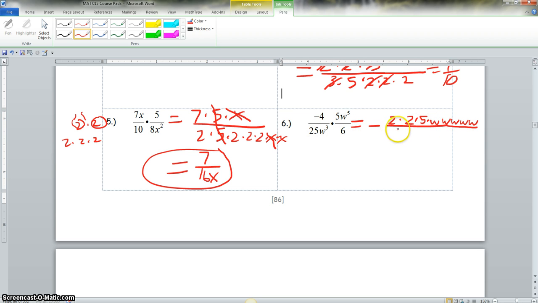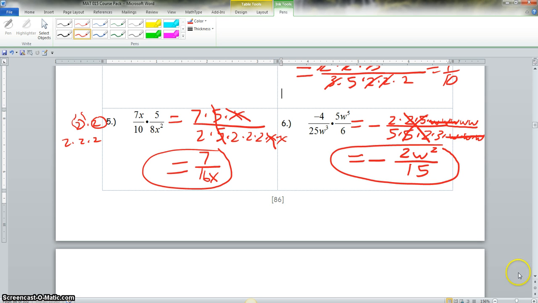Okay, now 25 breaks down to 5 times 5. And then 6 breaks down to 2 times 3. And we have 3 w's here. Now we simplify out what we have in common. We bring down our negative sign. We have one set of 5's in common, one set of 2's in common, and we have 3 sets of w's in common. So our numerator would be 2w squared, and our denominator would be 15. So our final answer is a negative 2w squared over 15.